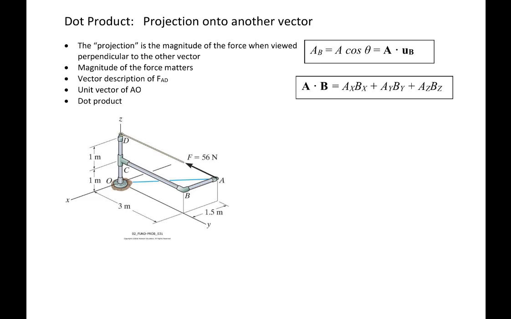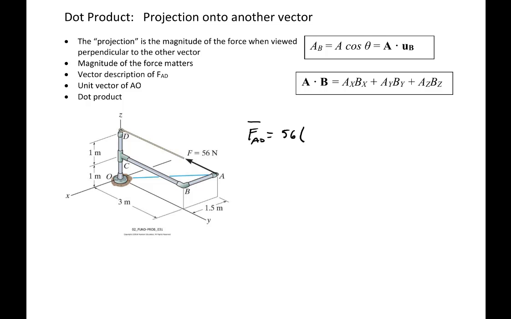So let's get started with AD. So F_AD is 56 newtons. And let's look at the unit vector. Let me put it in blue here. From A to D, we go that far in the I direction, which is 1.5. Go this way in the J direction, so that'd be -3, and then up to D, which would be +1.